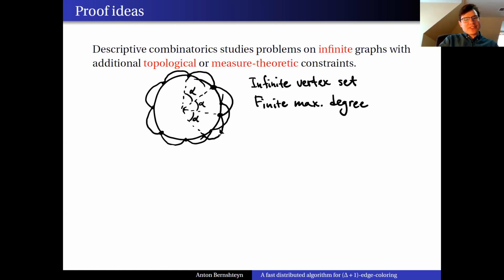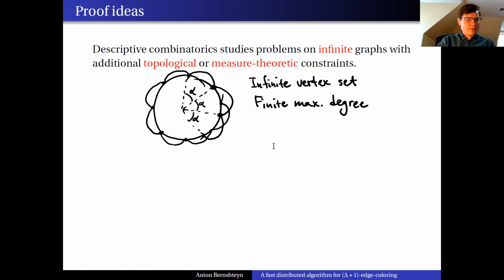Well, a typical graph that you might look at is this graph that I have drawn here. The vertex set is the unit circle, so the graph is infinite. Every point on the circle is a vertex of the graph, and I put an edge between two vertices if they're connected by a rotation by a fixed angle alpha. I have drawn here a few of the edges in this graph. So this is a graph on an infinite vertex set, but with finite maximum degree.